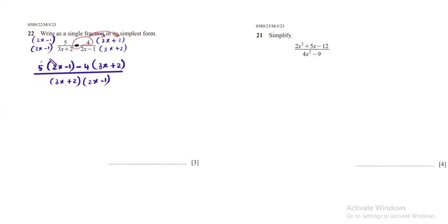So I have 5 times 2x, that is going to be 10x. 5 times minus 1, which is minus 5. Minus 4 times 3x, which is minus 12x. Minus 4 times 2, that is going to be minus 8. Over the denominator, which is 3x plus 2 and 2x minus 1.